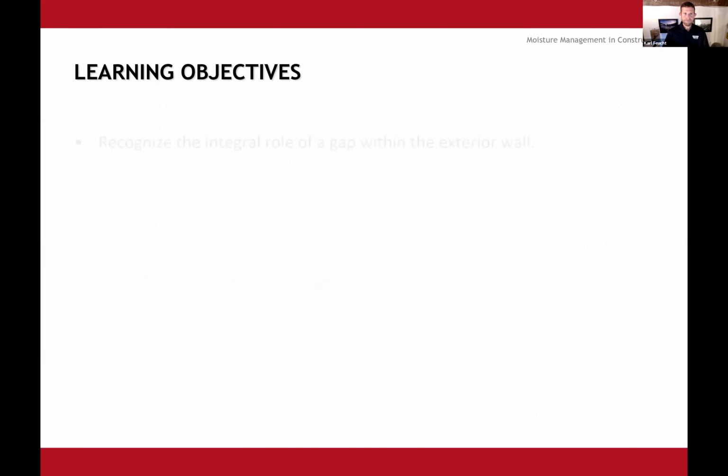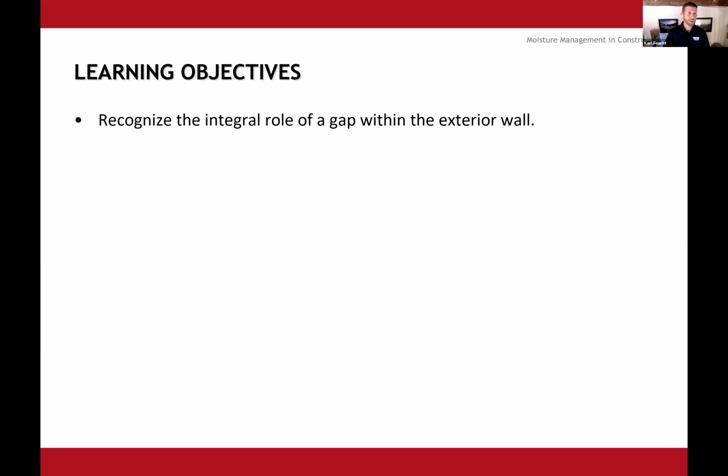Our learning objectives today. You're going to hear me talk a lot about this first one. You might get tired of hearing me use the word gap, but we're going to talk about why it's important to build with a gap in our exterior wall assembly. And just a quick definition, when you hear me say exterior wall, it's anything from the sheathing out. That's defined as the exterior wall assembly.